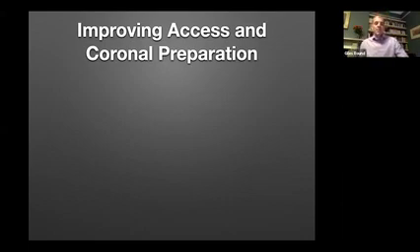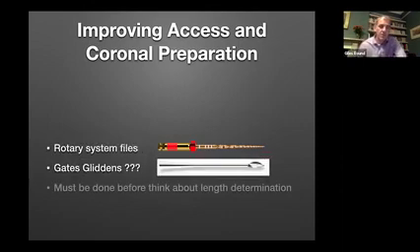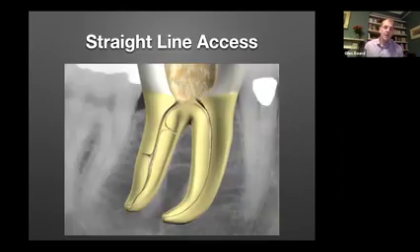And then we're looking at improving access. Well, there's a couple of things you can use: your rotary system files or Gates Gliddens. I don't like Gates Gliddens used as anything other than an orifice opener, because it normally involves damaging root canal anatomy and not meeting Schilder's principles. But we need to be doing some form of coronal preparation before we're doing any sort of measuring of working length. And at this point, we're looking at the straight line access.